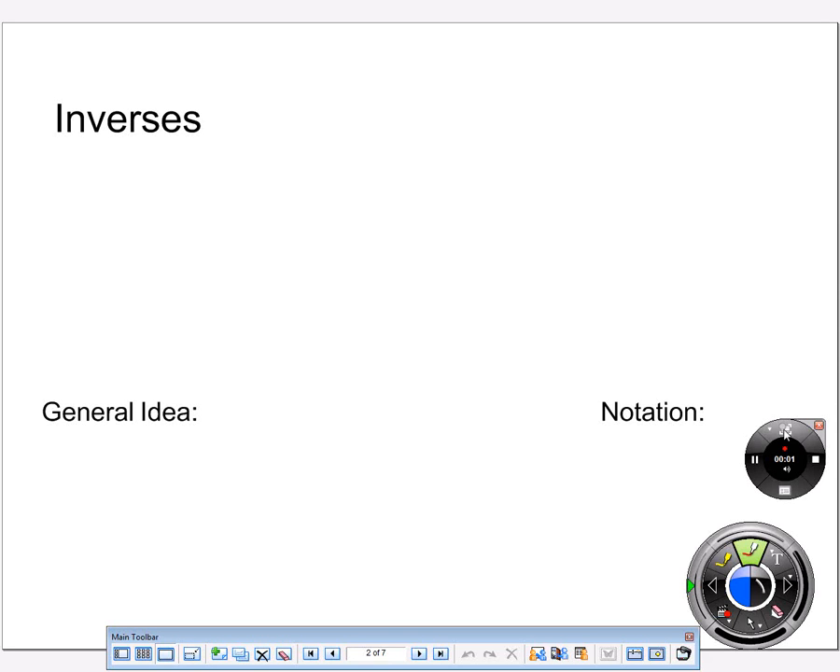So the title is inverses, if you need to label it so you know where to find that section.